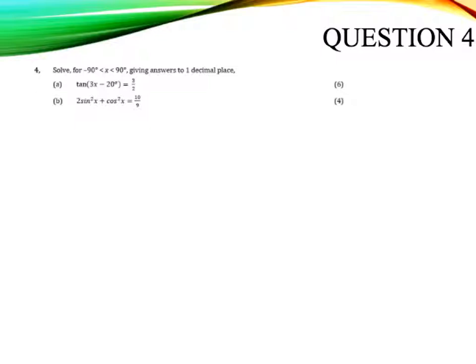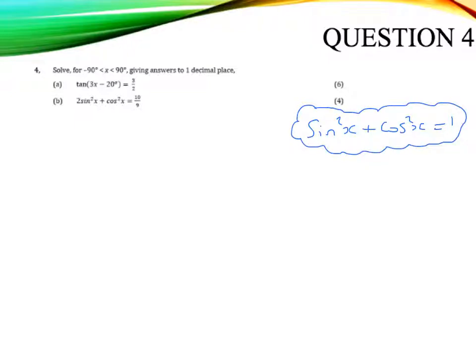That should automatically lead you into the idea of one of our trig identities, which is sine squared x plus cos squared x equals 1. Now I can rearrange this in terms of sine squared x equals something, or cos squared x equals something. Now as I'm looking at this equation, 2 sine squared x plus cos squared x equals 10 over 9, I can do one of two things.